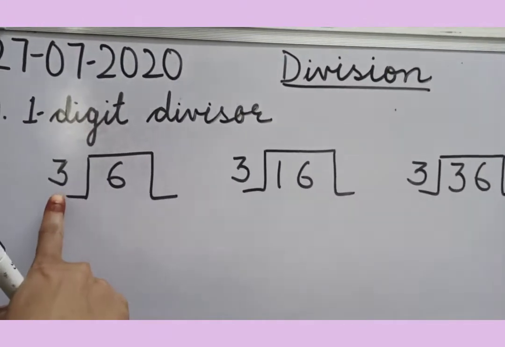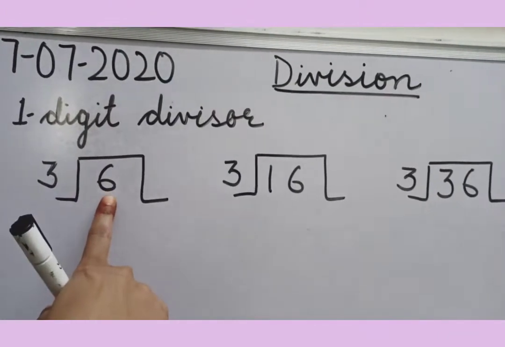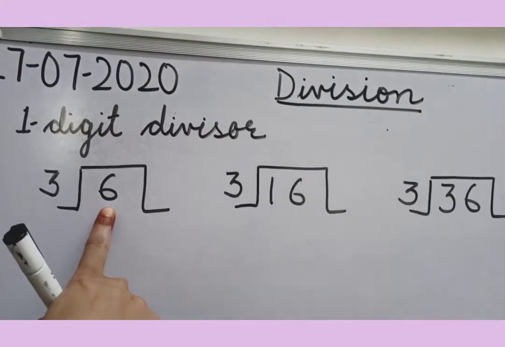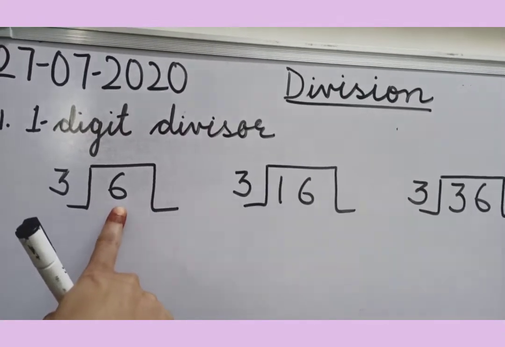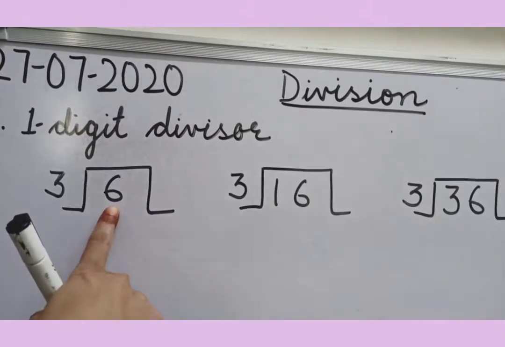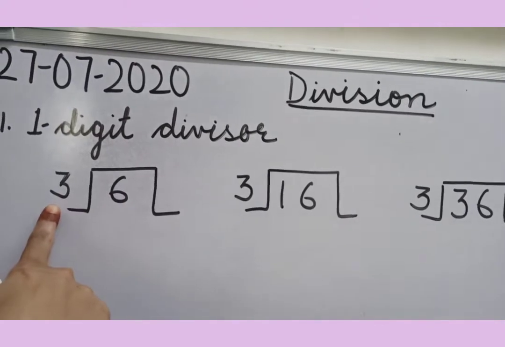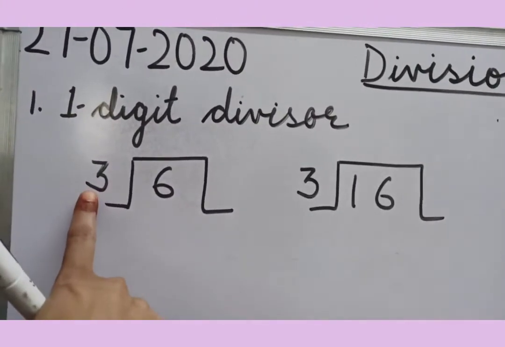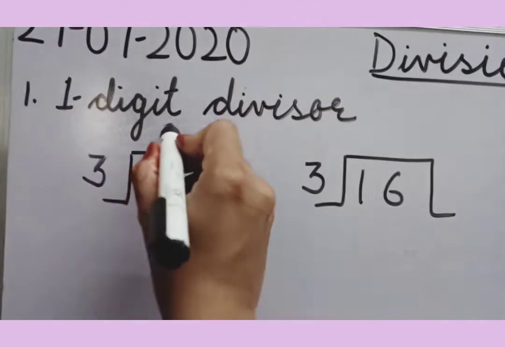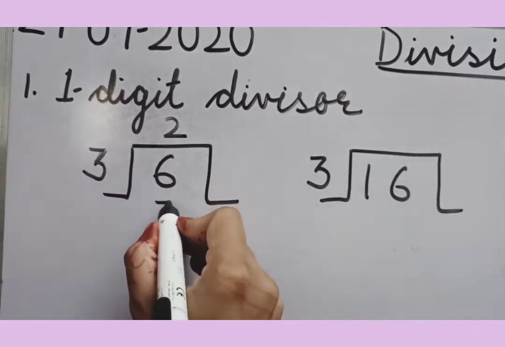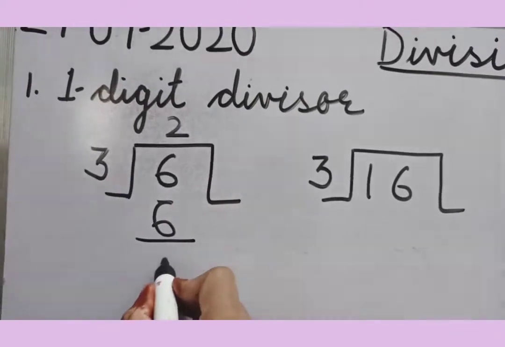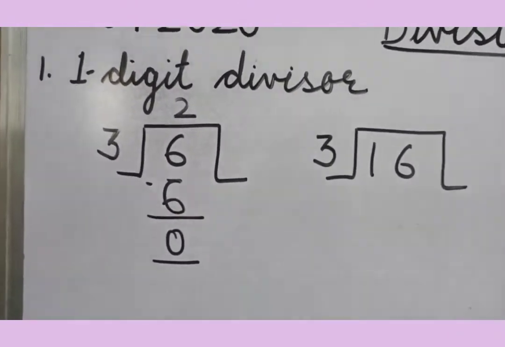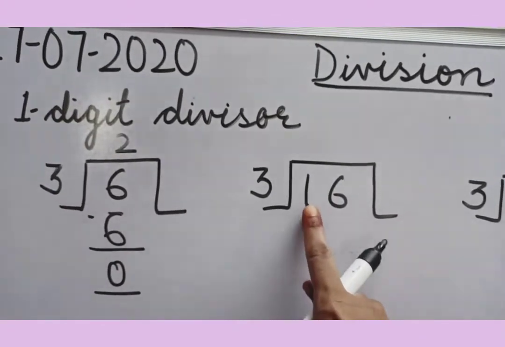Now the first rule says that whatever number of digits we are having, we are going to take the first digit only, right? So what we will do, we will see whether this number is divisible by 3, or I can say whether 6 comes in 3's table, and you will say yes ma'am, and we will divide it by 3. 2 3s are 6 and we will get a remainder 0 after the subtraction, right?